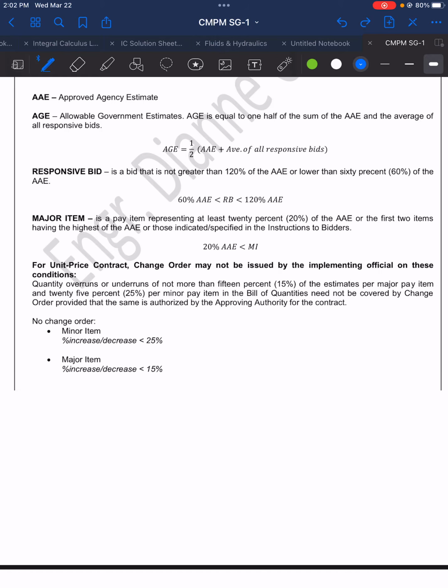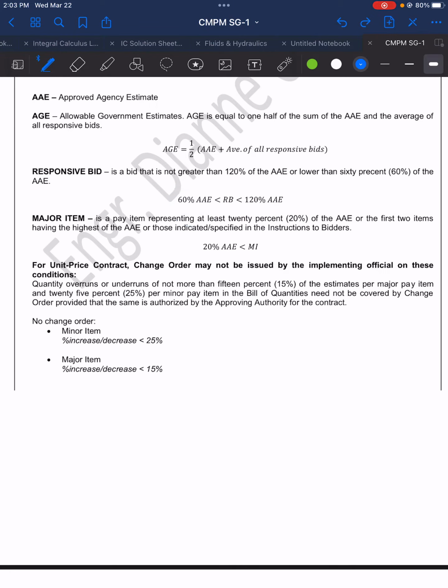So what are the responsive bids? A bid is considered responsive if it is not greater than 120% of the AAE or not lower than 60% of the AAE. So here is the interpretation. We have the responsive bid in the middle. So a responsive bid is less than 120% of AAE and greater than 60% of the AAE.